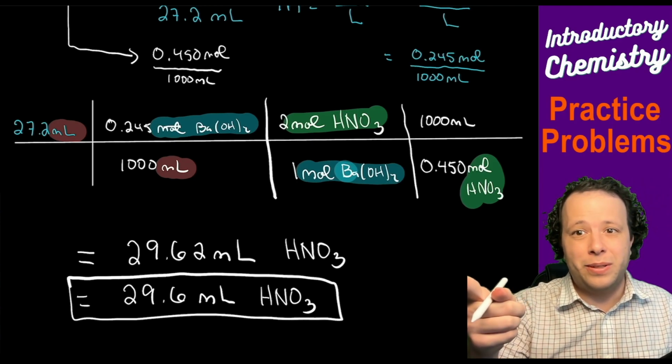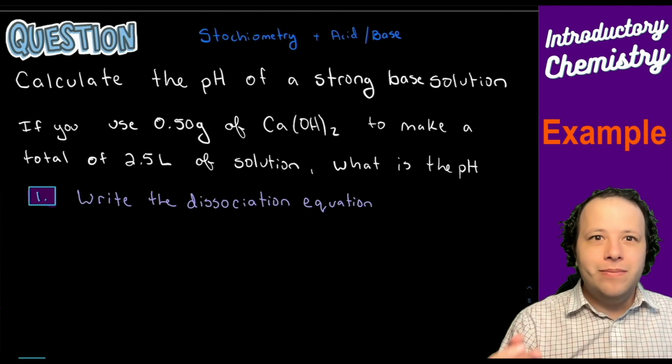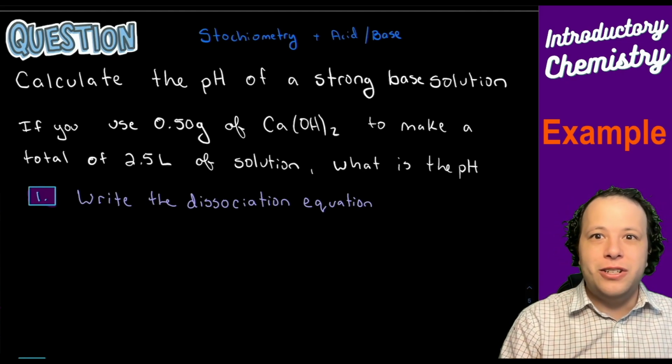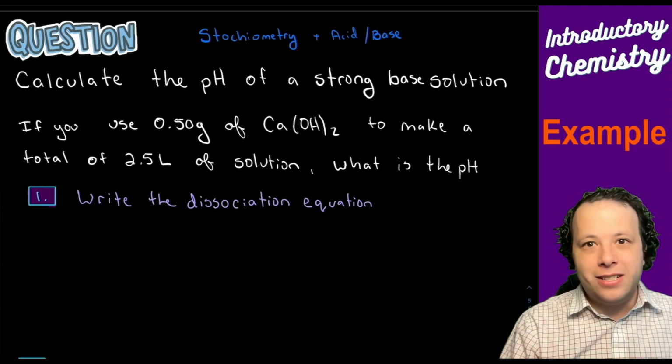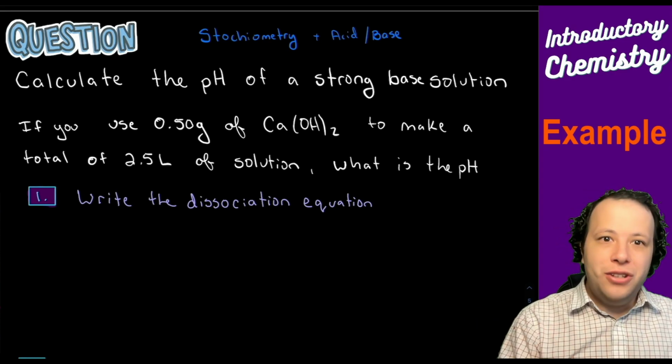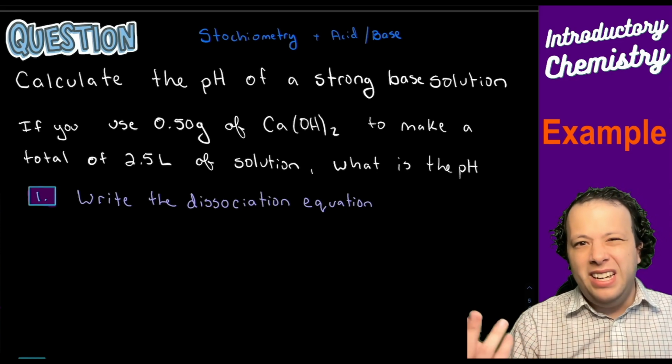So let's go into the next one. If I had the following example, which says calculate the pH of a strong base solution if you use 0.5 grams of calcium hydroxide to make a total of 2.5 liters of solution, what is the pH?